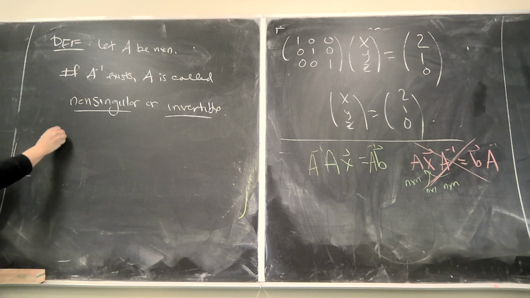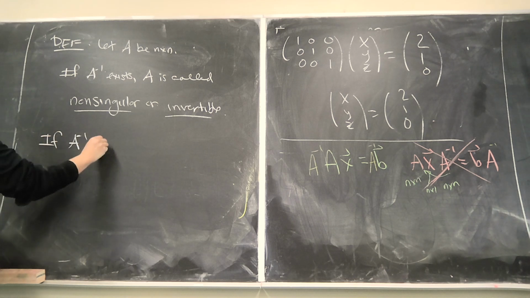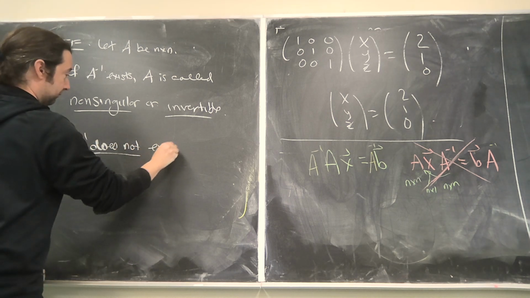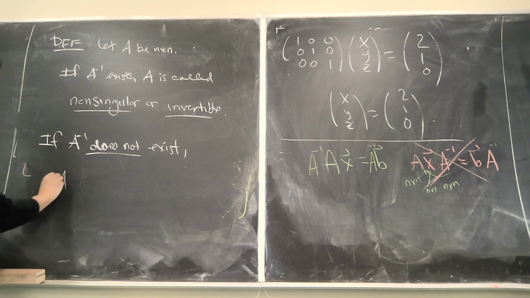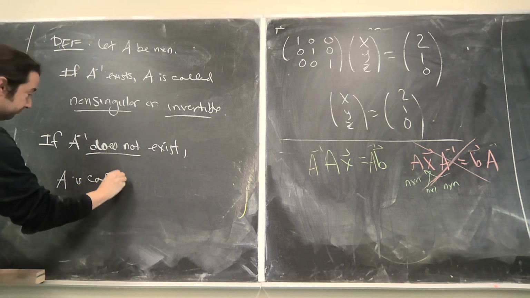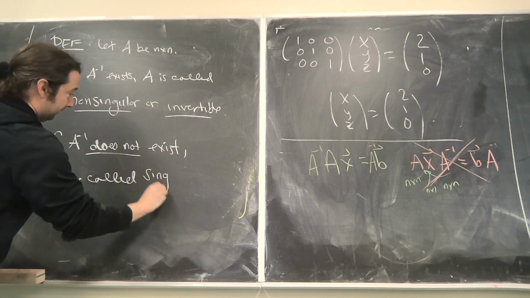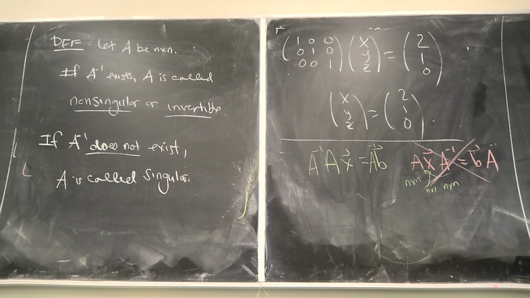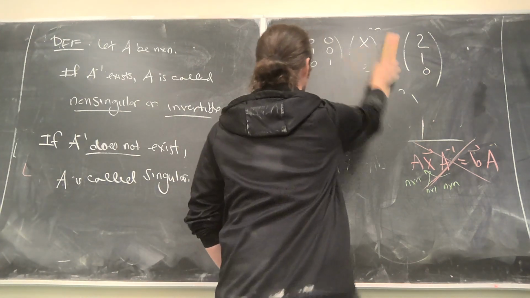If A inverse does not exist, A is called singular. So let me write down some examples of singular matrices. This is a very different case from numbers, by the way. Every number except 0 has a multiplicative inverse. Many matrices do not have inverses. A massive complication in matrix algebra.